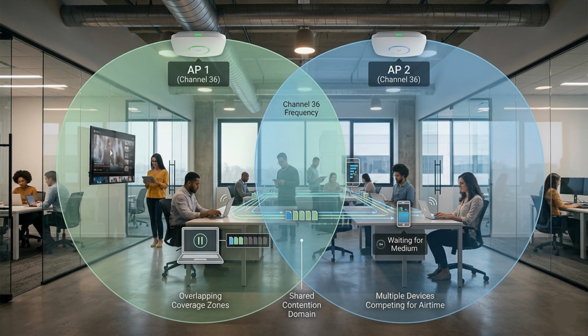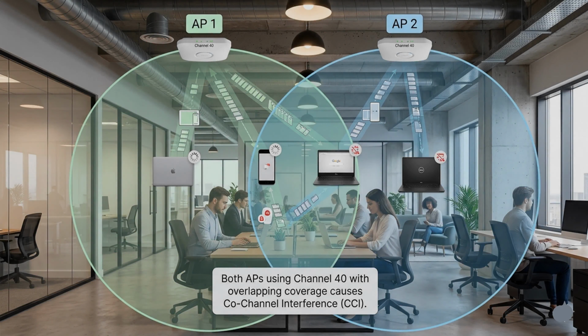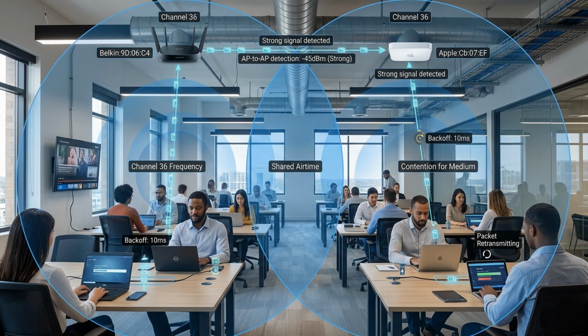How CCI works. When multiple access points operate on the same channel with overlapping coverage, they and their connected clients form a single contention domain. As a result, all devices must share the same frequency for transmission. For example, if access point 1 and access point 2 both operate on channel 40, and their coverage areas overlap, co-channel interference occurs. Consider another example where Belkin and Apple both serve clients on channel 36. Since both APs can detect each other at a strong signal level, they effectively become part of a larger contention domain. All connected devices must therefore compete for airtime before transmitting data.